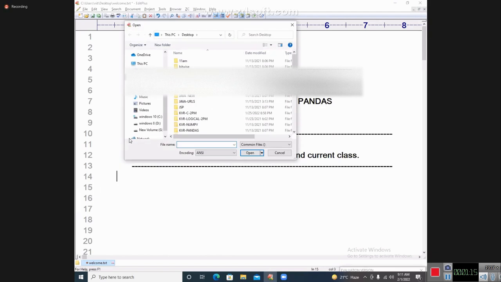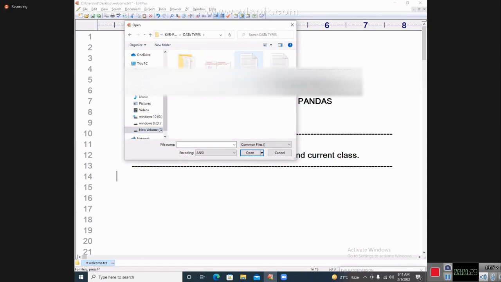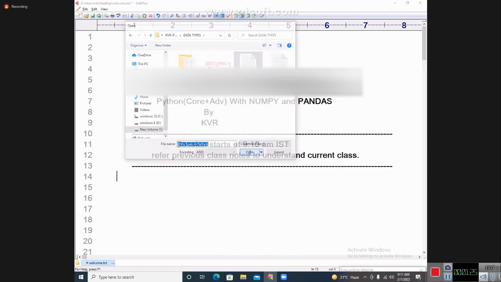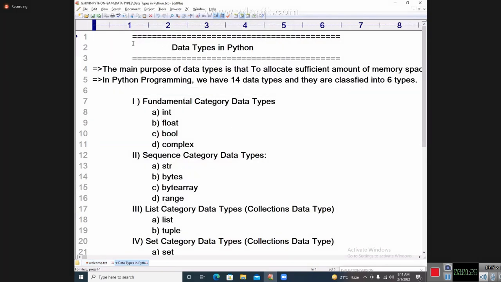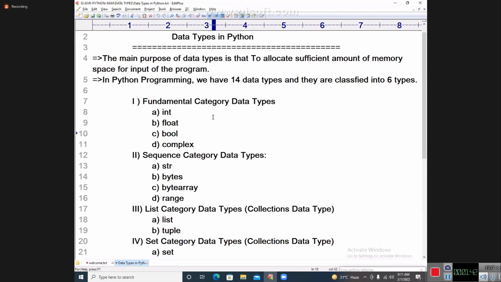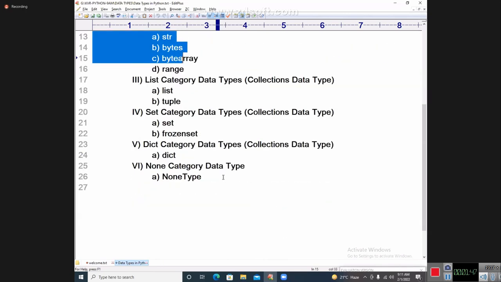Okay, students, please let me continue my discussion here. Last class, we started with data types. We already explained the purpose of data types in the last session, and the 14 data types classified into six categories, and then we started with fundamental data types. My question: all the data types in Python are called dash.